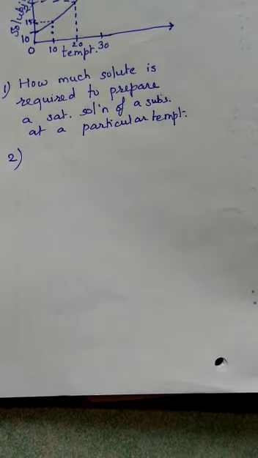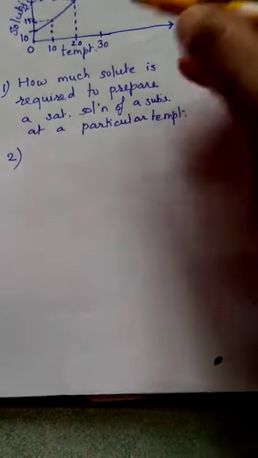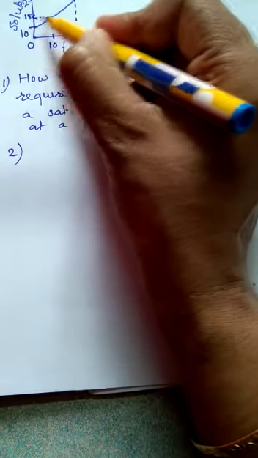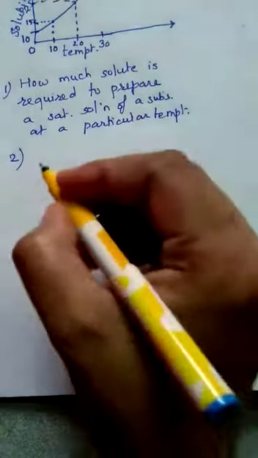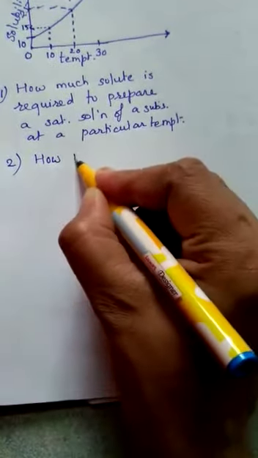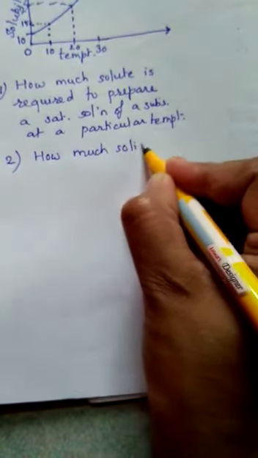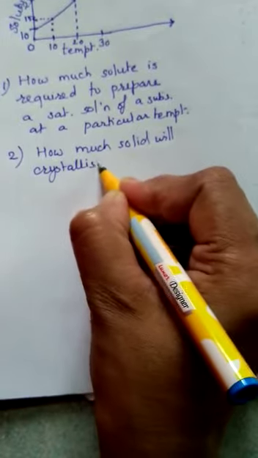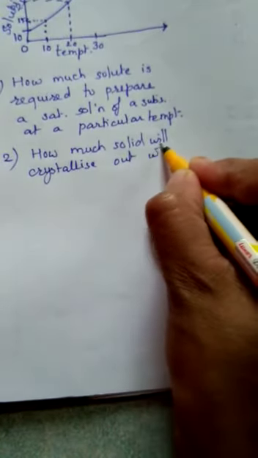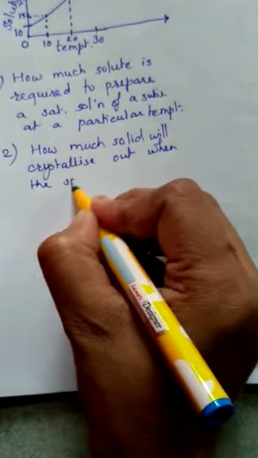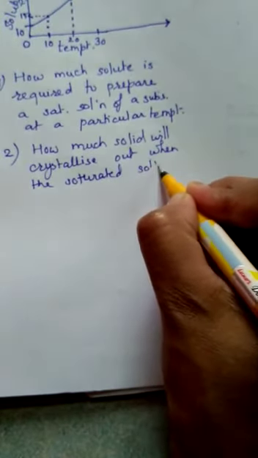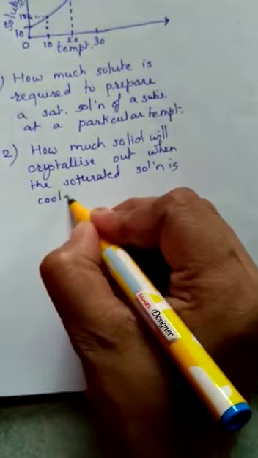Also we can see by seeing the solubility curve. For example, at 20 degrees Celsius, 25 grams of KNO3 is soluble, and if you are cooling the solution to 10 degrees Celsius, then the solubility becomes 15 grams. So how much solid will crystallize out when the saturated solution is cooled? Also we can find from the solubility curve.